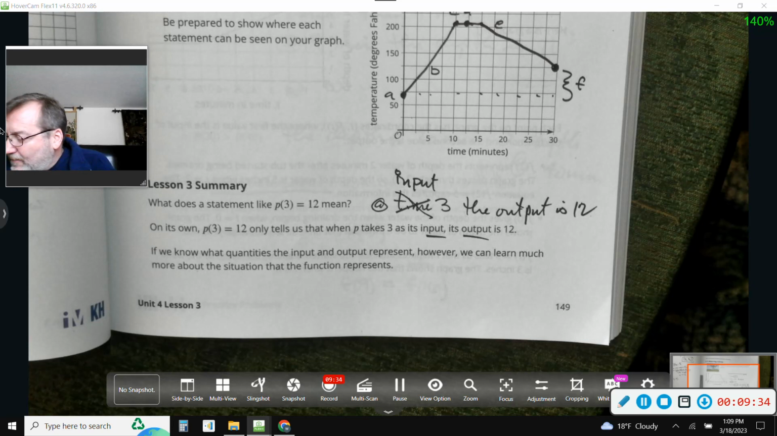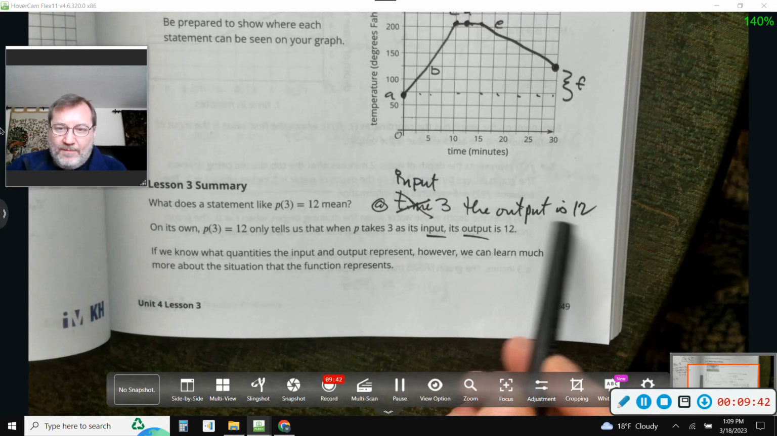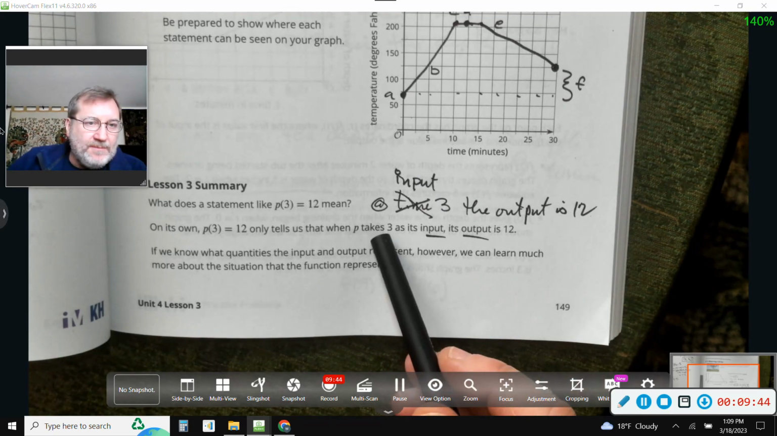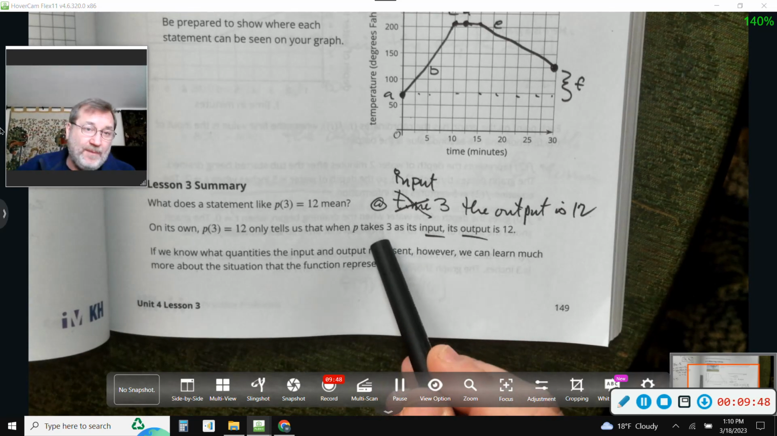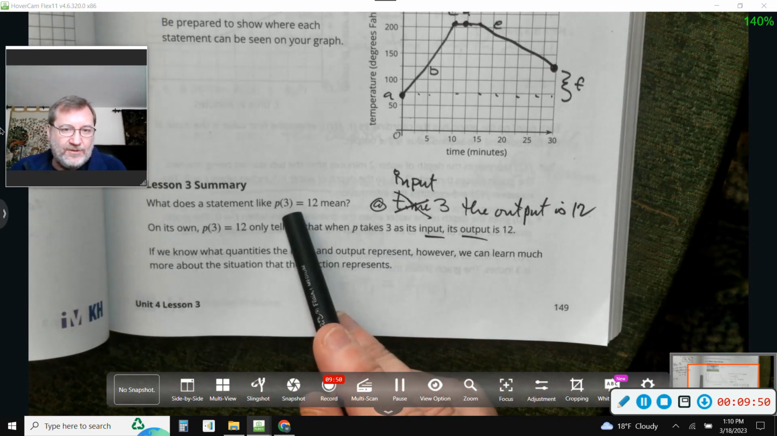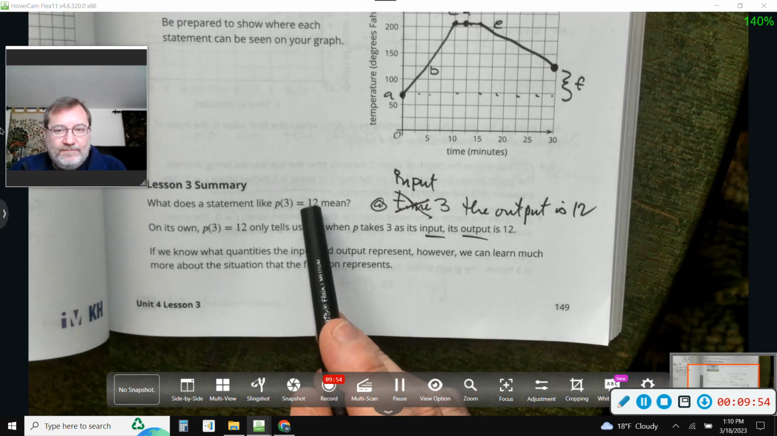It's pretty straightforward. What does a statement like P at 3 equals 12 mean? It means that your input is 3 and the output's 12. We don't know what P is. It could be pressure, it could be temperature, it could be height, it could be about cost, it could be about anything. But until he tells us what the function P is, we don't know. We know the input's 3, we know the output's 12.